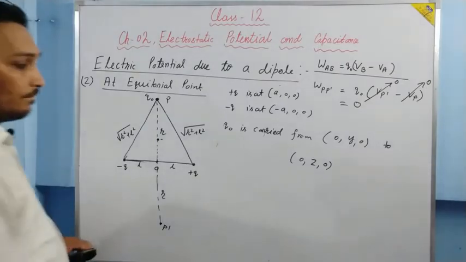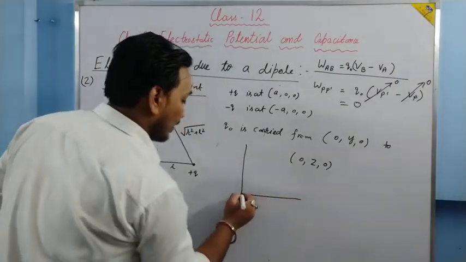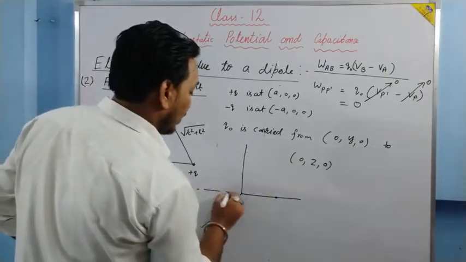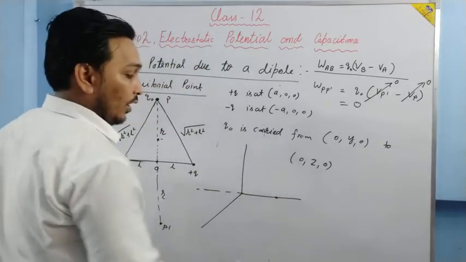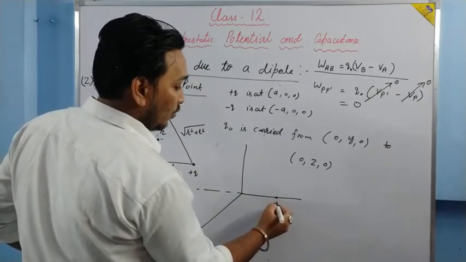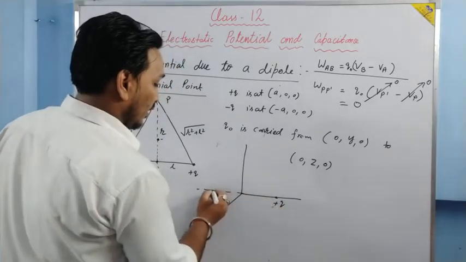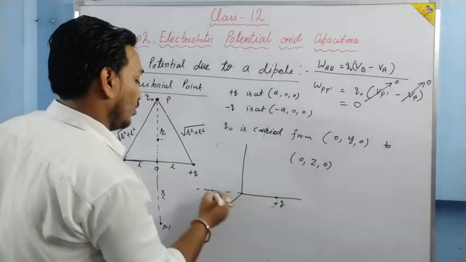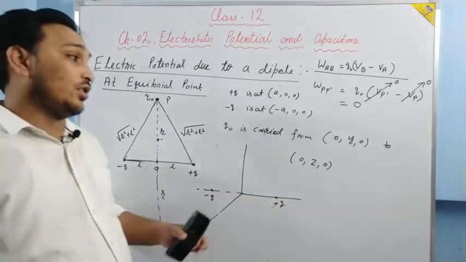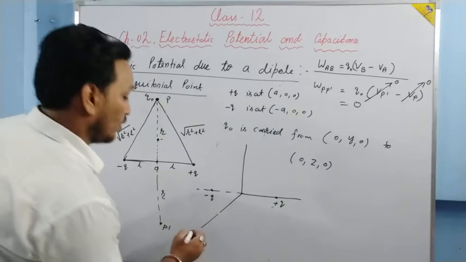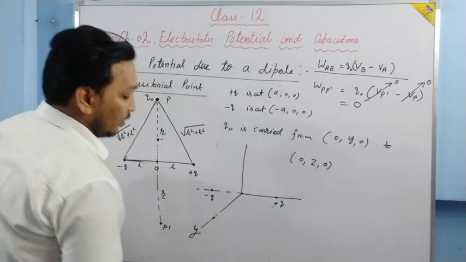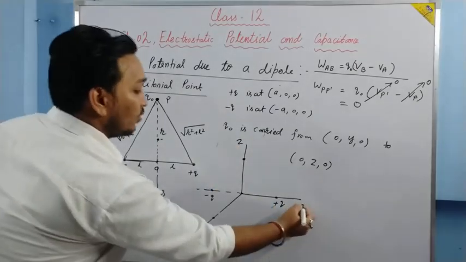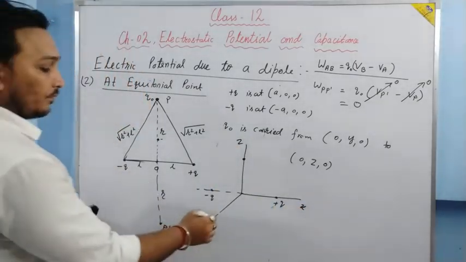Now just see, if I make this on the coordinate axis, try to understand that. The dipole is like this way. Here it is plus Q, as given in the question, and here it is minus Q. This point is A, 0, 0, and this point is minus A, 0, 0. Now the charge is carried from 0, y, 0 to 0, z, 0, to here. This is the z axis, this is the x axis. Now what will be the work done?